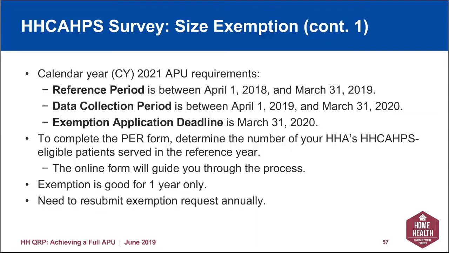The online form, again, is very good because it guides you through the process. Again, the size exemption is only good for 1 year, so every year you should be going through this process. However, if you are an exceptionally large agency, or you know that you're large enough where you didn't have less than 60 patients in the previous year, you really don't even have to go through the exercise. You could just continue with Home Health CAHPS.